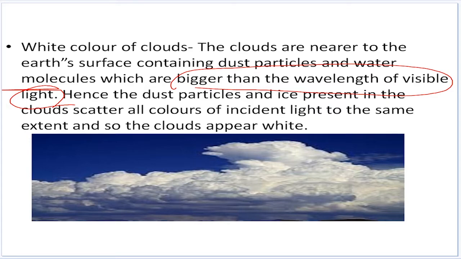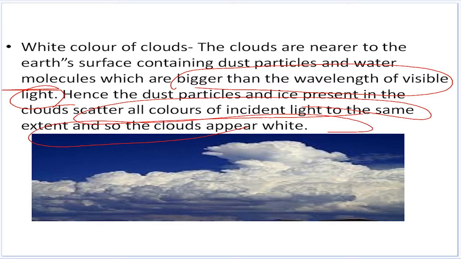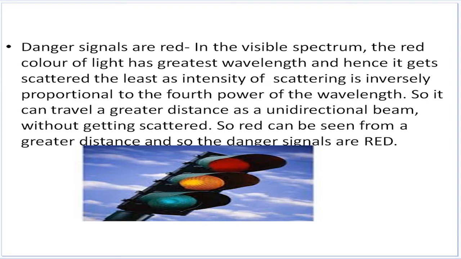Hence the dust particles and ice present in this cloud scatter all the colors of incident light to the same extent, and hence we find the clouds appear white. Remember, the clouds are very near to the earth's surface, therefore they scatter almost all the colors of light. So when all the colors get scattered to an equal extent, the clouds appear to us as white.